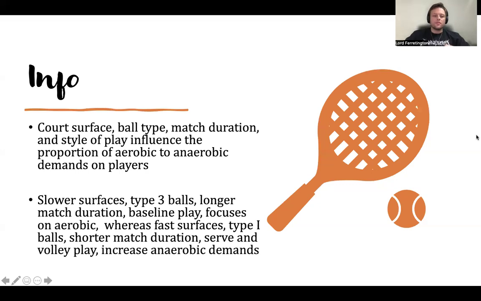Now, when it comes to anaerobic and aerobic demands, various factors come into play when players have to use their aerobic functions and their anaerobic functions. Slower surfaces, type 3 balls, longer match duration, and baseline play will focus on your aerobic capacities, and fast surfaces, type 1 balls, shorter match duration, and serve and volley play will focus on your anaerobic demands.